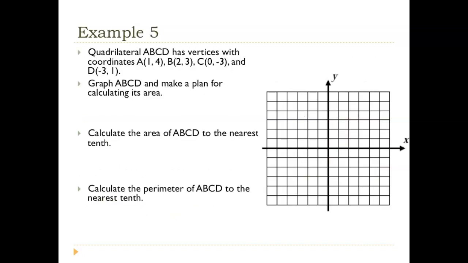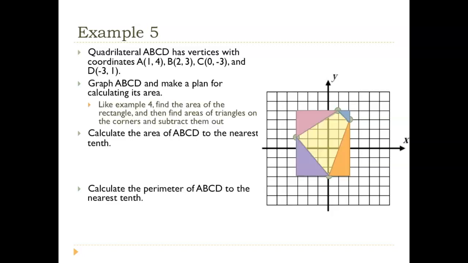All right, example 5. Quadrilateral ABCD has vertices with coordinates 1, 4, 2, 3, 0, -3, and -3, 1. Graph ABCD and make a plan for calculating its area. So let's go ahead and graph those points. So we have 1, 4, 2, 3, 0, -3, and -3, 1. So we have a quadrilateral here, and let's come up with a plan to calculate the area. Now we can do something like we did in example 4, where we can find the area of the larger rectangle that includes this entire quadrilateral, and then subtract out the right triangles from the corners.